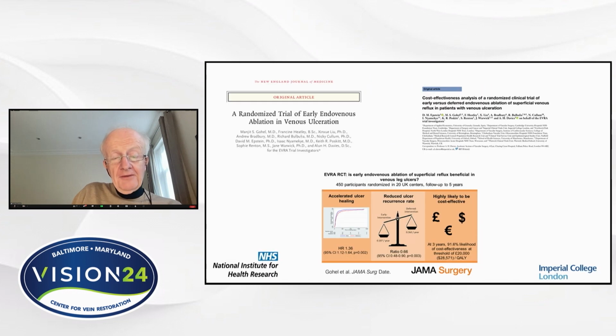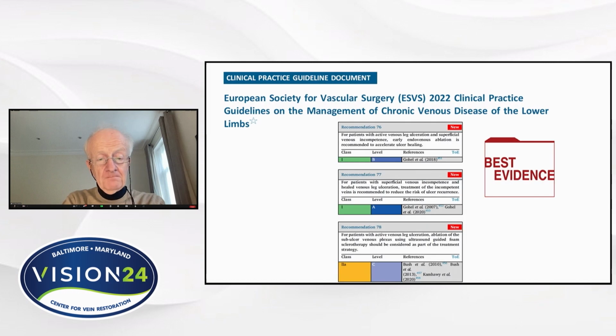Next slide, please. This led us on to go and perform the EVRA trial that you've already heard about, but very clearly the main things about the EVRA trial are that, one, it accelerated healing, it reduced leg ulcer recurrence, and it was undoubtedly a very cost-effective way of treating patients. Next slide, please. You've already heard that this has now led to 1A and 1B recommendations with respect to the ESVS guidelines. Next slide, please.